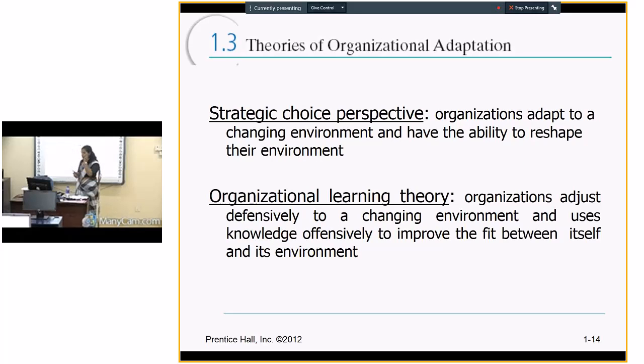The strategic choice perspective highlights that we have good abilities and good skills. We can adapt to the environment and we can reshape the environment as well. Organizational learning theory highlights that we have good resources as well as skills, so we can defensively make changes to the environment. With this knowledge and these capabilities, there is a good strategic fit between the organization and the environment. That is organizational learning theory. So these 4 theories highlight how organizations can adapt to environmental changes or challenges such as globalization, e-commerce, or sustainability.